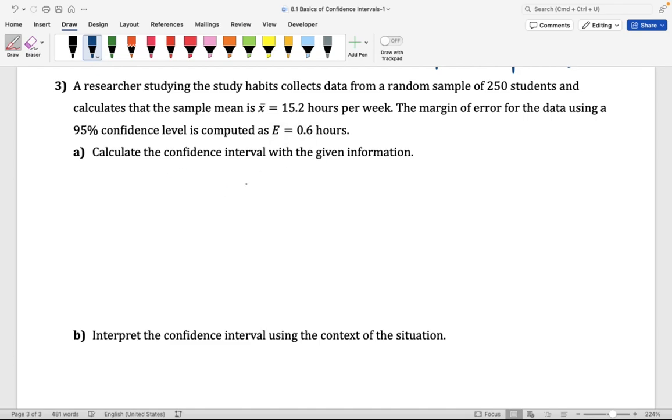Remember, your confidence interval is going to be X bar minus E, that's going to be your lower bound. Your upper bound is going to be X bar plus E. With the given information, you should be able to find the confidence interval. You're using this confidence interval to capture the true population mean of hours all students study per week. Once you calculate the confidence interval, go ahead and interpret the confidence interval.